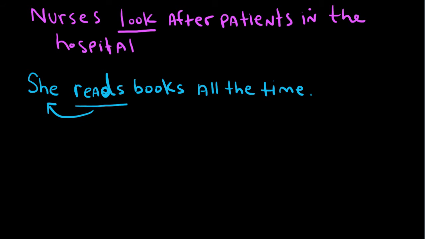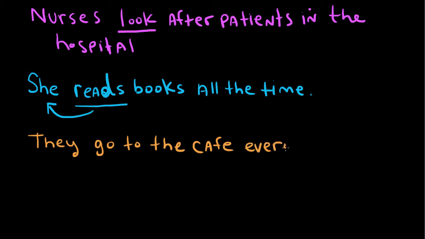Let's look at another example of the present simple. They go to the cafe every Friday. So this is when we talk about something that's repeatedly happening. Every Friday they go, and we use the present simple with the subject.